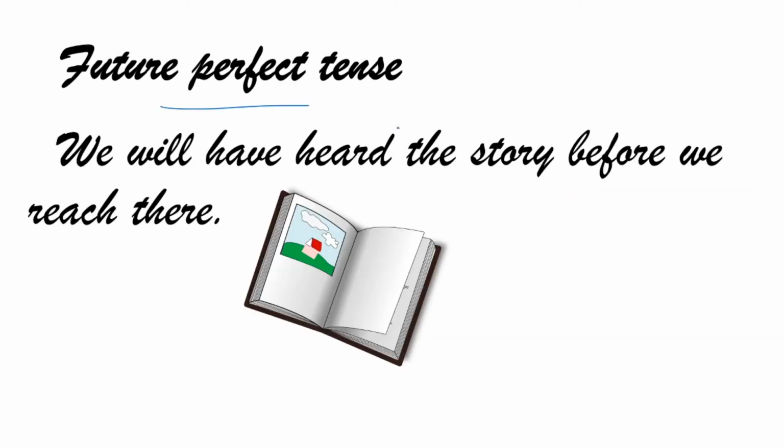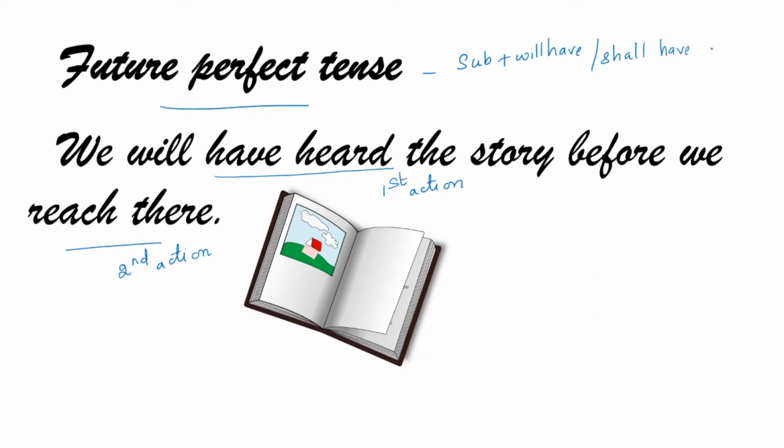The future perfect tense is used to indicate an action that will be completed at some point in the future. It generally shows two actions here. The action that happens before is in the future perfect tense, while the second action is in the simple present tense. So here, we will have heard the story is the first action as this is in the perfect tense, whereas we reach there is in the simple present tense, so this is the second action. With the tense, we find out which action takes place first and which takes place second. So the general pattern for this is subject plus will have or shall have plus verb in its third form.